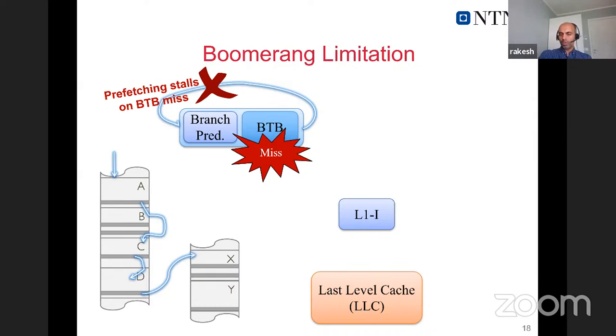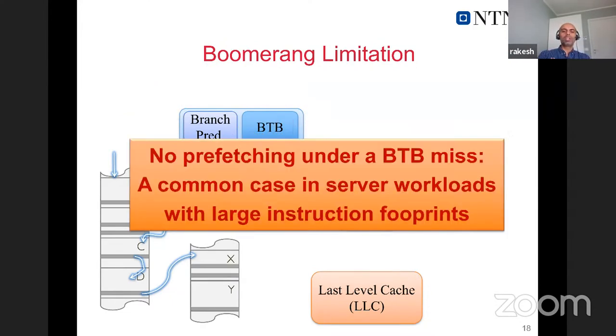It does not know what to prefetch because it does not know where the next branch, the missing branch, takes us. It goes to the cache hierarchy and brings the branch back. But during all this time, we are not issuing any prefetches. And if we can get the missed branch in L1, that's not a problem. We just get 3-4 cycles stalled and we are good. But since the working sets are so huge, it's unlikely that you will get these branches in the L1. You usually need to go to the LLC and get them from there. So stalling prefetching under each BTB miss is what is causing Boomerang to perform worse than Confluence on certain applications.